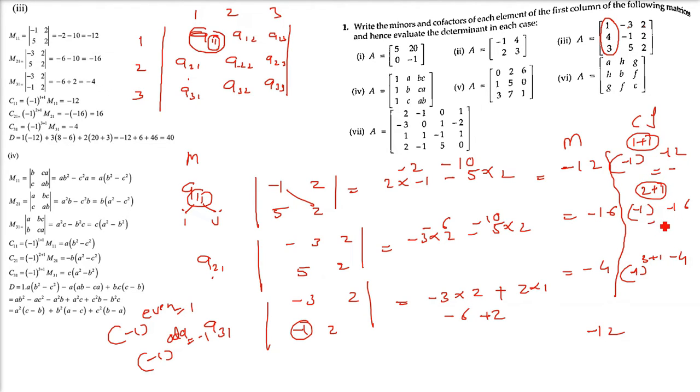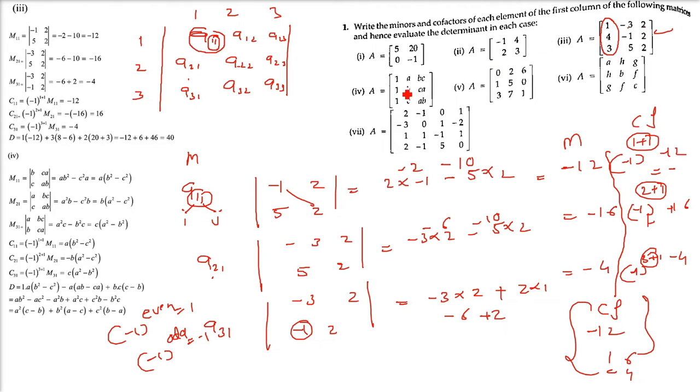Now, -1 to the power 2 plus 1, 2 plus 1 is 3, -1 to the power 3, that is an odd number, that is going to be negative. So, it will be negative, so positive 16. -1 to the power 3 plus 1, -1 to the power 4, so it will be 1 only. 1 into -4 is -4. So, these are the cofactors.